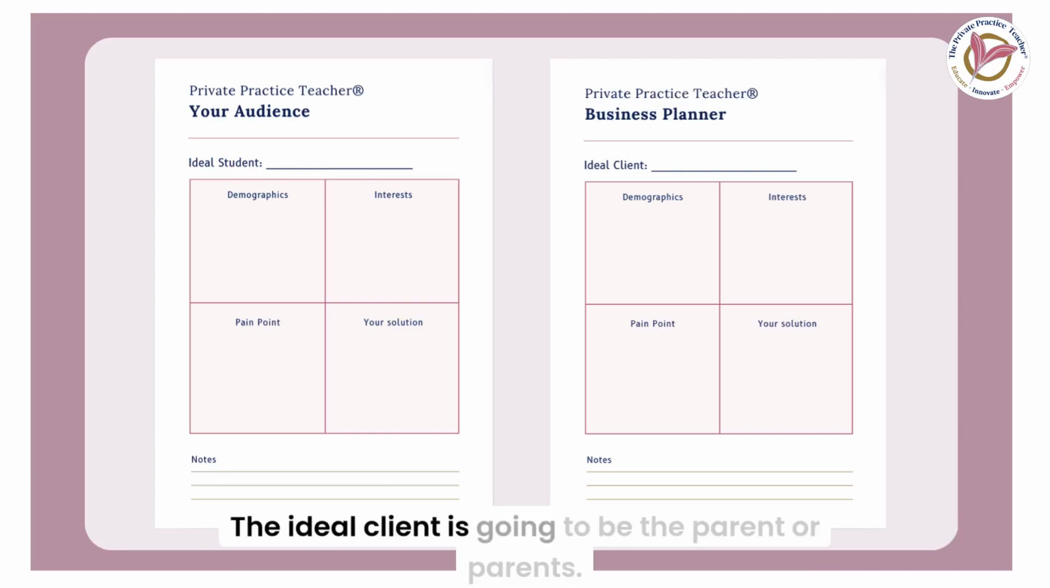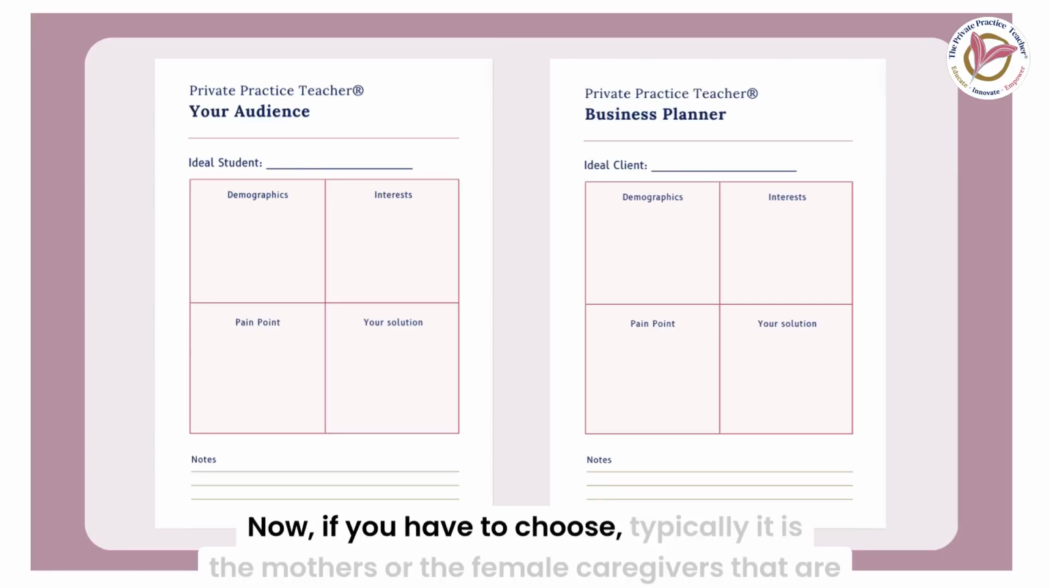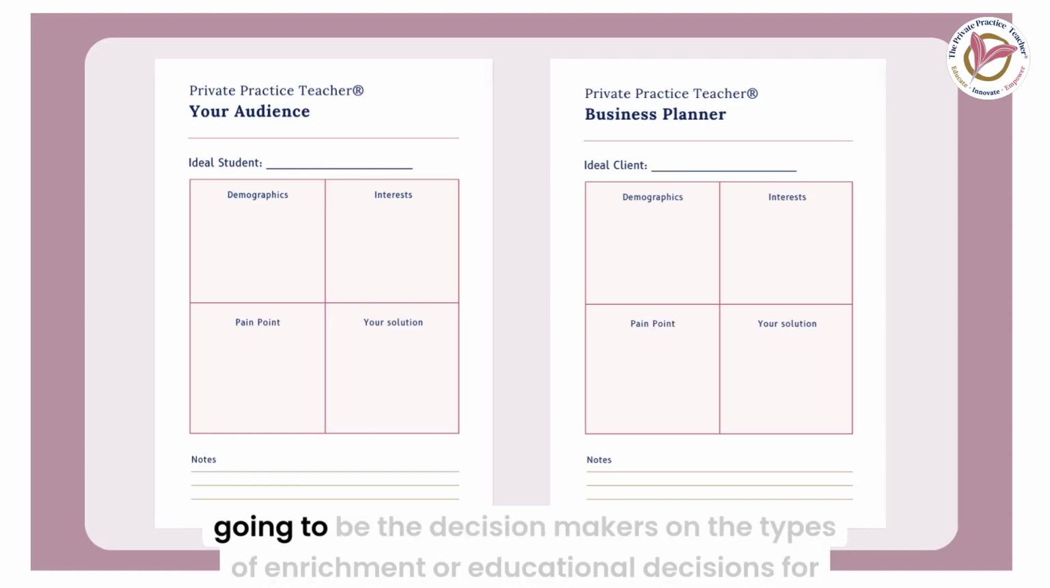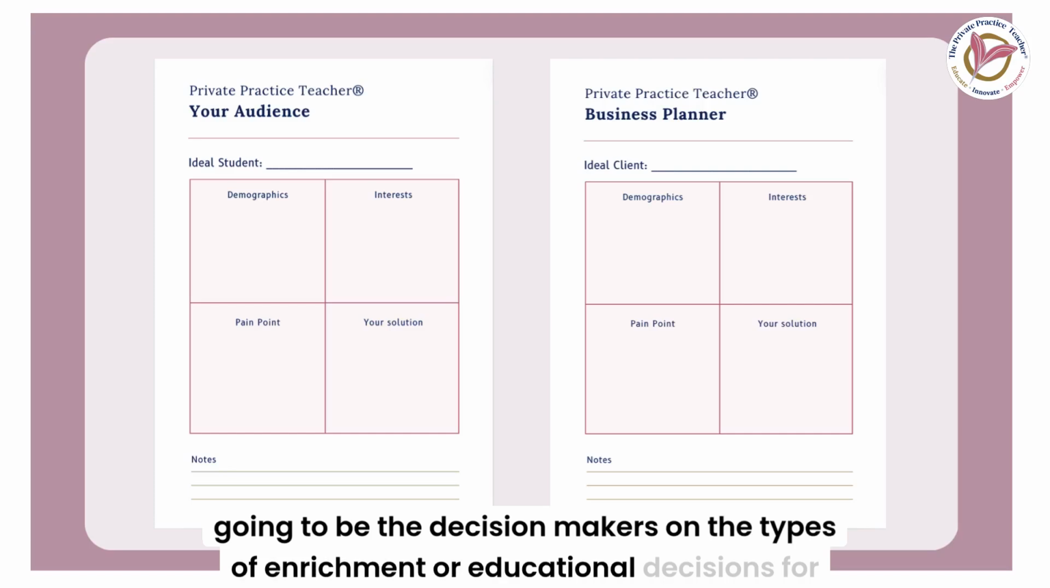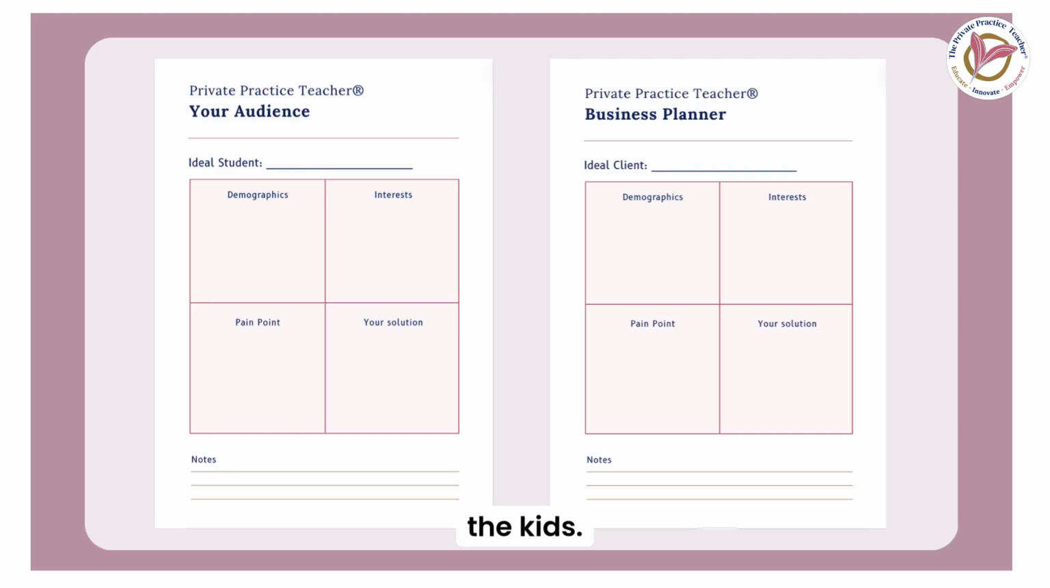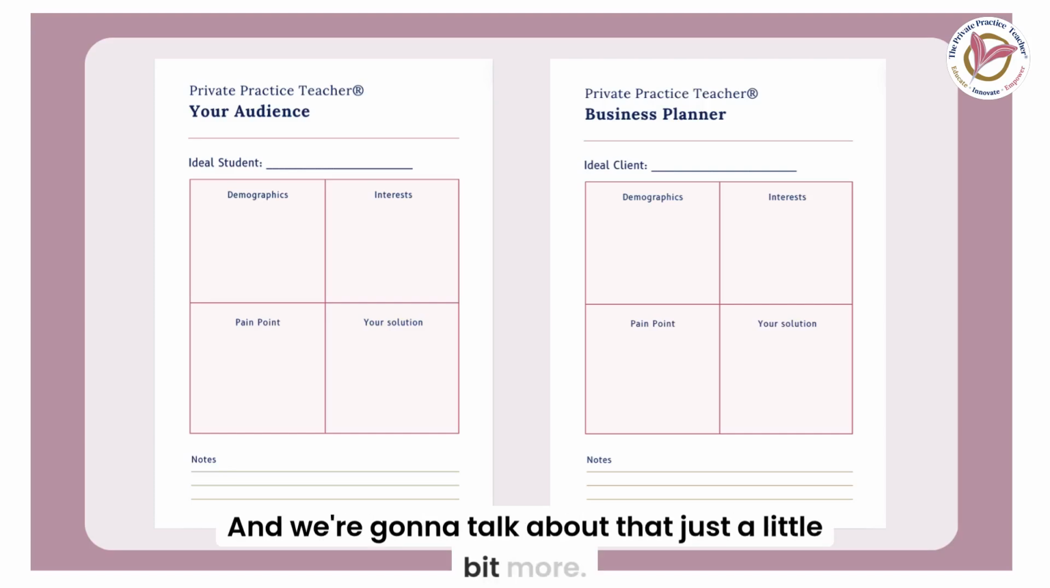The ideal client is going to be the parent or parents. Now, if you have to choose, typically it is the mothers or the female caregivers that are going to be the decision makers on the types of enrichment or educational decisions for the kids. For better or worse, that is what I see most often. So that's what I would have you pick. And we're going to talk about that just a little bit more.